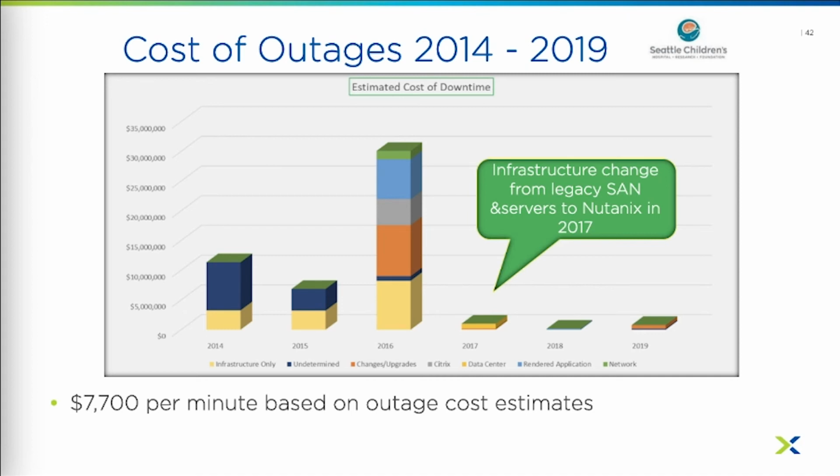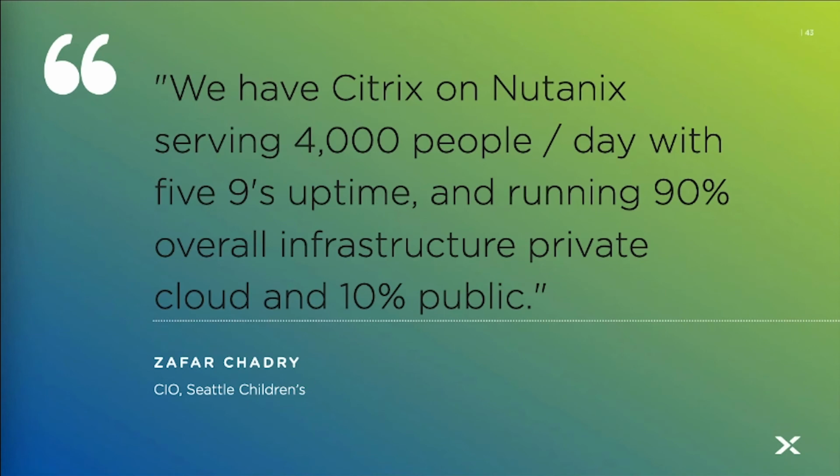We showed them that when they brought in Nutanix for their use case, it reduced their downtime from about 30 million a year down to essentially nothing. And he made the comment we all love to hear: why aren't we running Nutanix everywhere? And the CIO spoke at our .next virtual conference a couple weeks ago, and he said, we have Citrix on Nutanix serving 4,000 people a day with 5 nines of uptime.